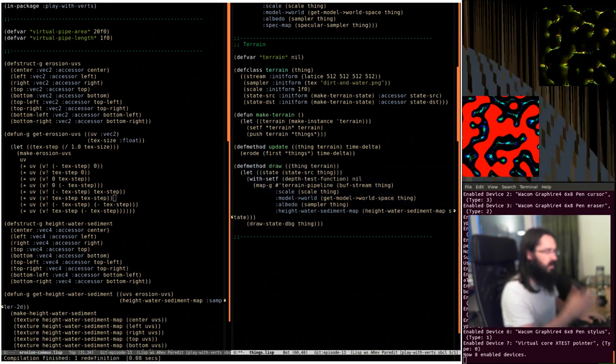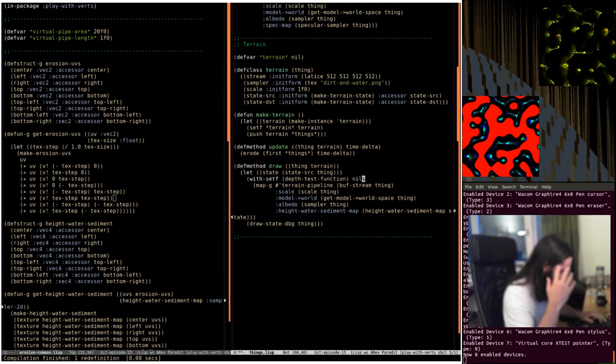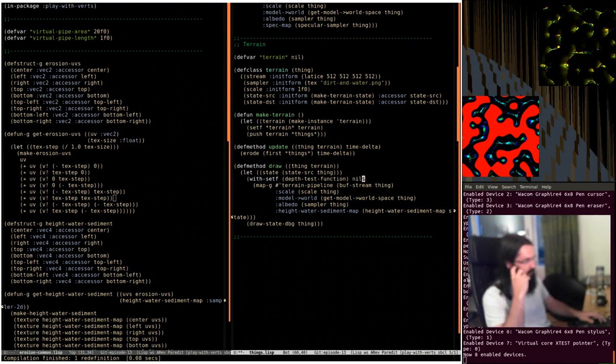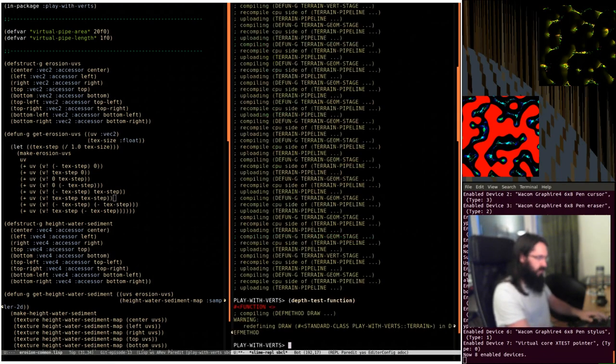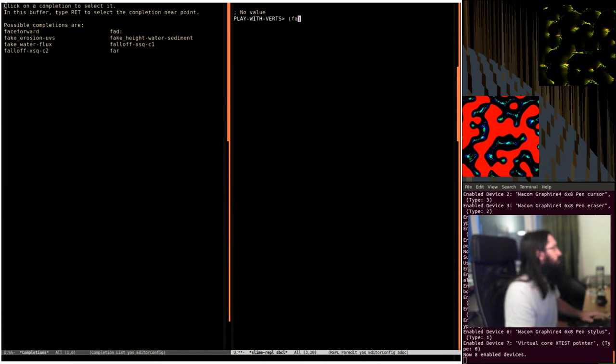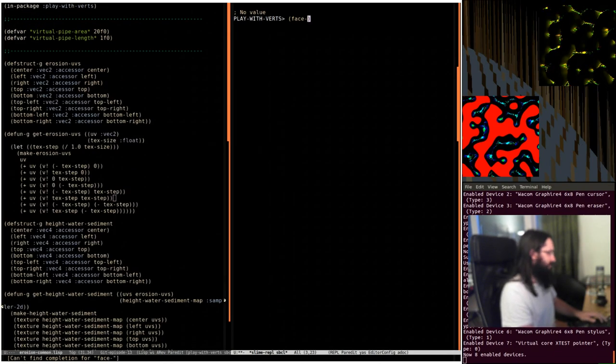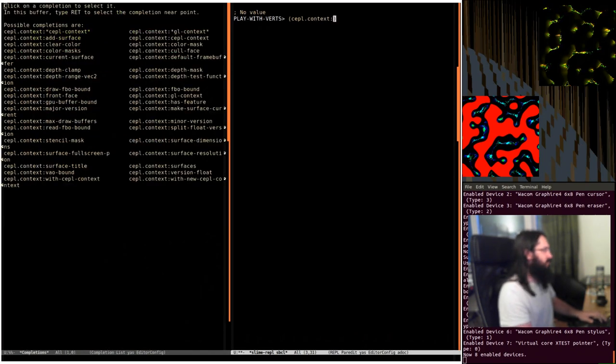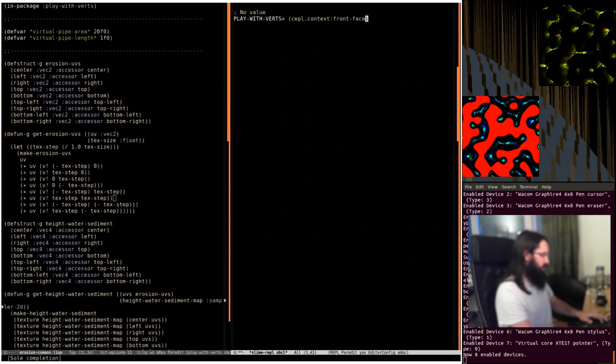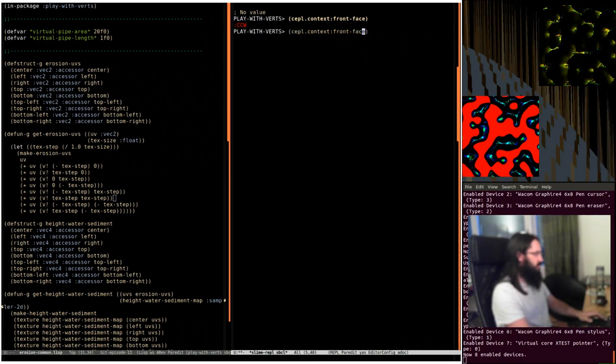Do we want the, it's not the depth test we want, is it? What's the thing for drawing two sides, oh, for backface culling? Something to do with face, anyway. Face. Okay, maybe not. Front face, that was what it was called. Front face, counterclockwise. What are the valid values for this?